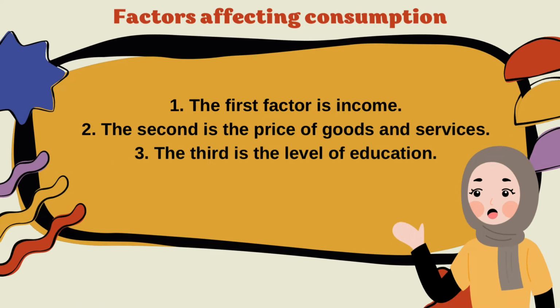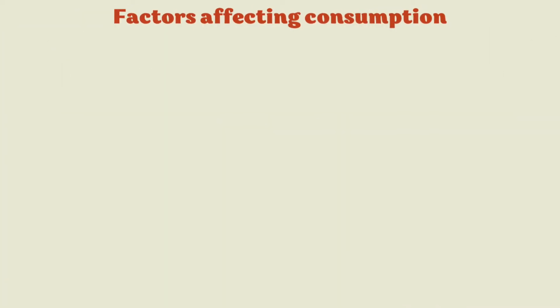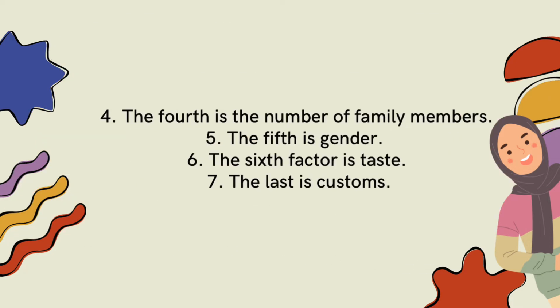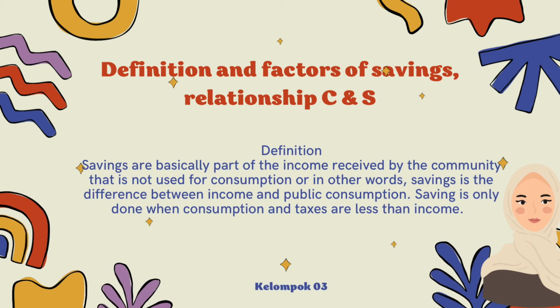Factors affecting consumption. The first factor is income. The second is the price of goods and services. The third is the level of education. The fourth is the number of family members. The fifth is gender. The sixth factor is taste. And the last is custom.